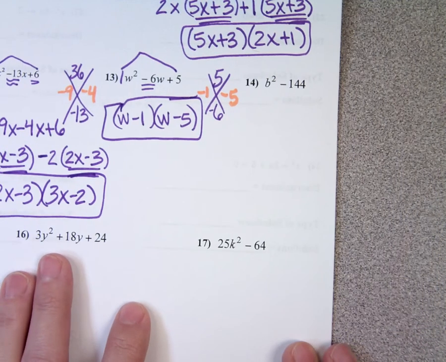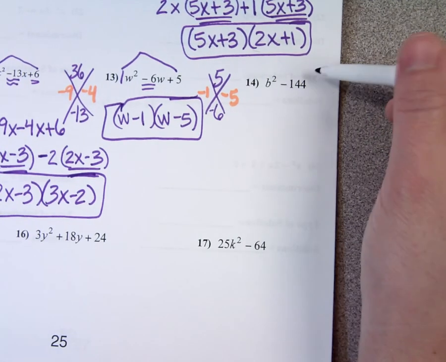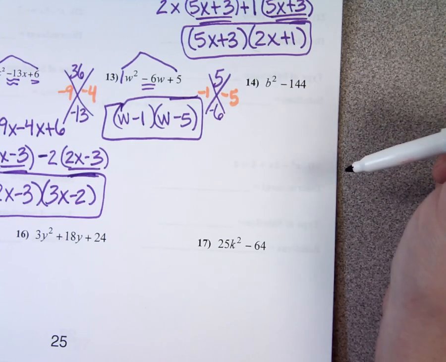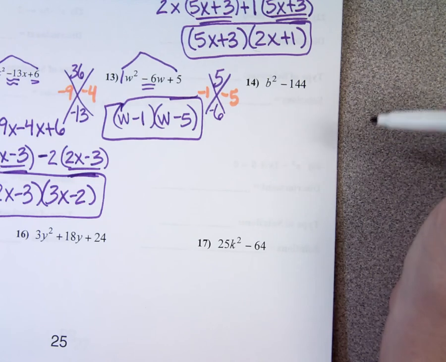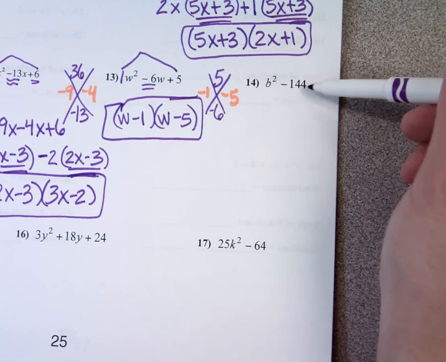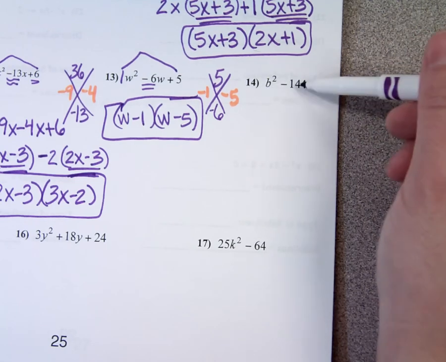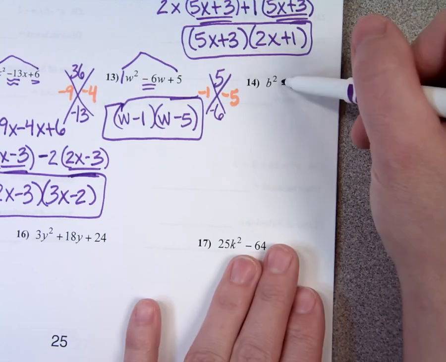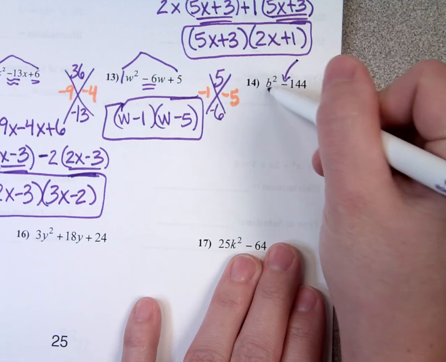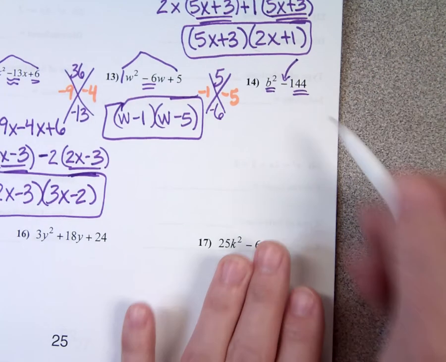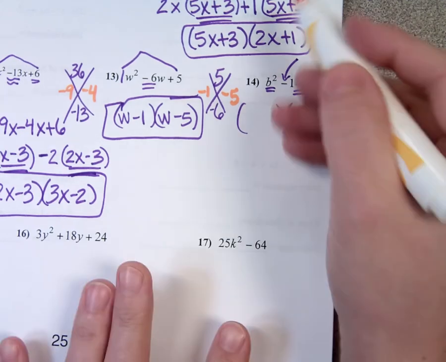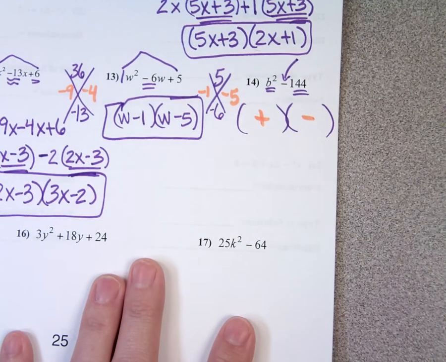Okay, number 14. First I look to see if I have a GCF. Nothing goes into 1 and 144 besides a 1. They don't both have b's. Okay, so no GCF. Then 2 terms or 3? Two terms. So the only thing I have to look for, is it a difference of squares? It is a difference because of the minus. Are these both perfect squares? You betcha.